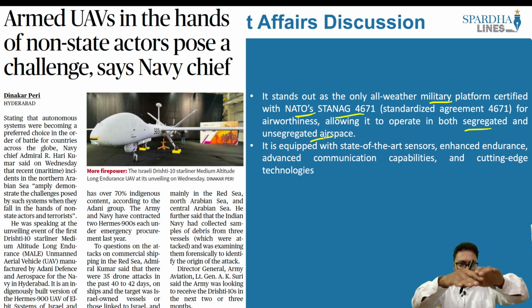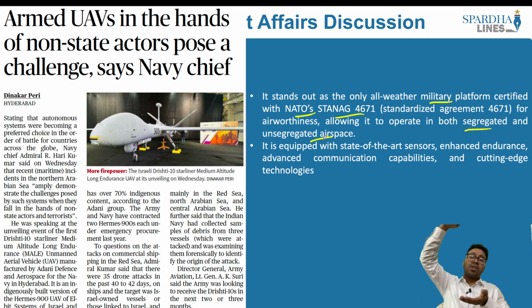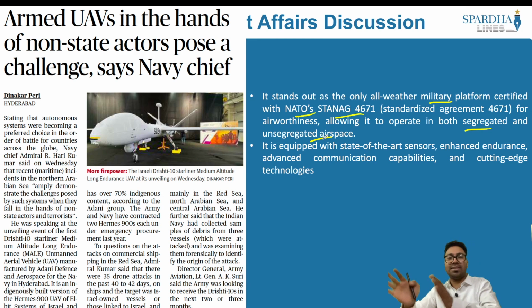For example, let's say there is one area where there is the Prime Minister's office, or the President of India lives in that particular area. The airspace above it, only those which are allowed can move past it, others will not be able to move past it. So there is segregated, there is unsegregated.